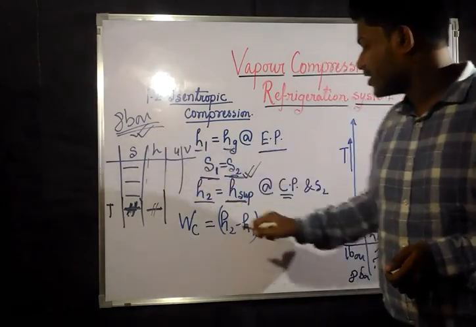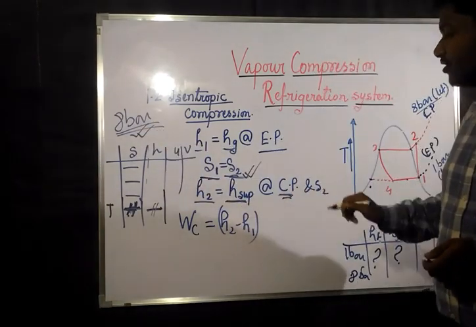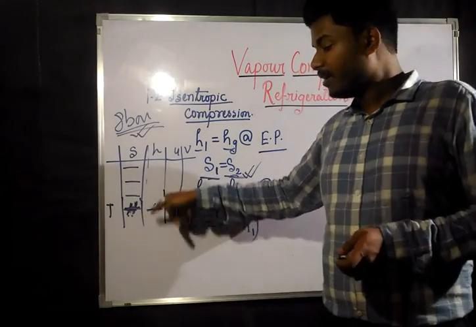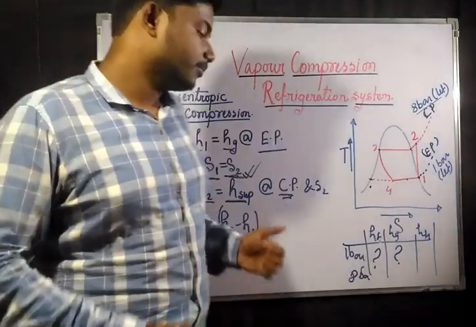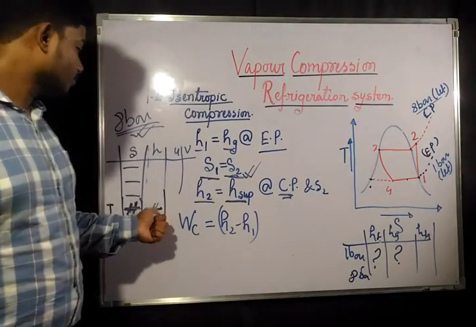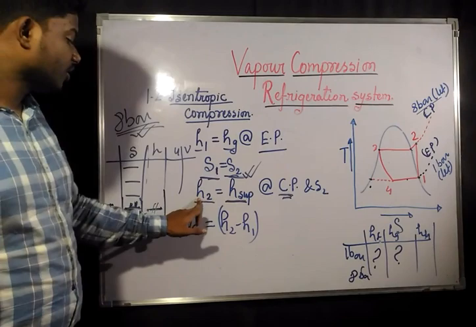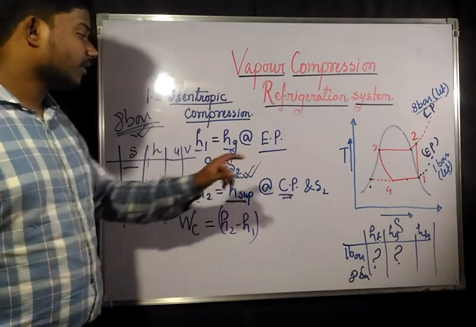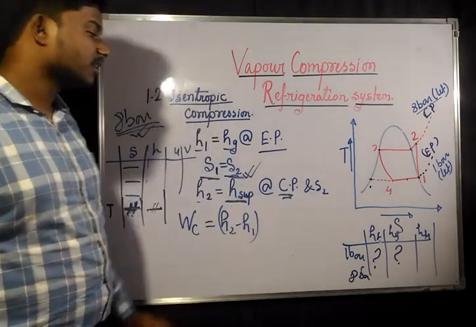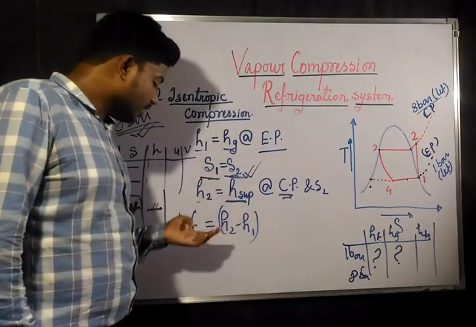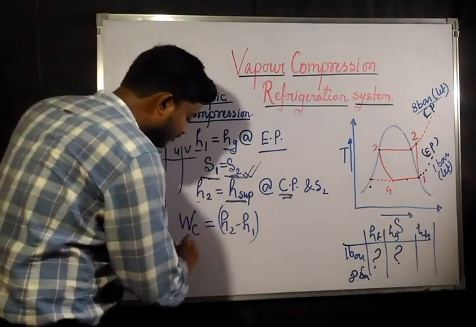This is the condenser pressure, at condenser pressure and S2. With S2, this is going to give you the value of enthalpy at point 2. So likewise, from the steam table you are going to find the value of H2. Once you have found H2 and H1 from the steam table, the work done by the compressor you can find easily.